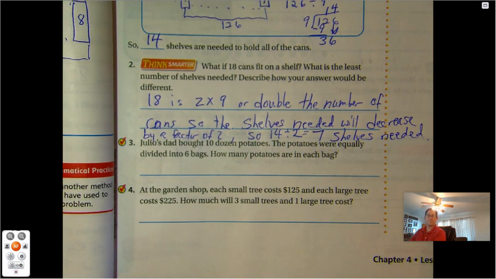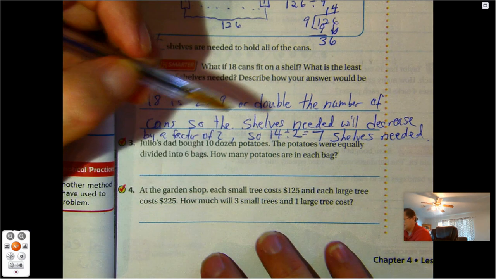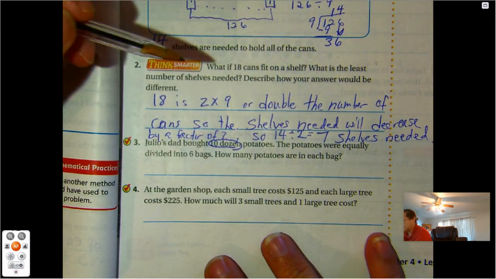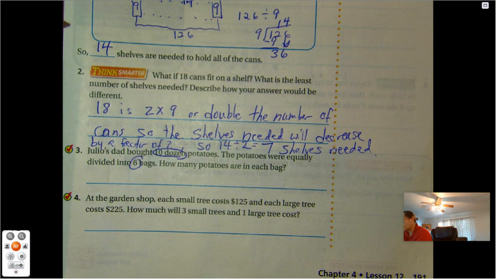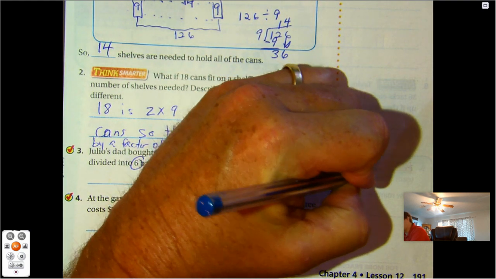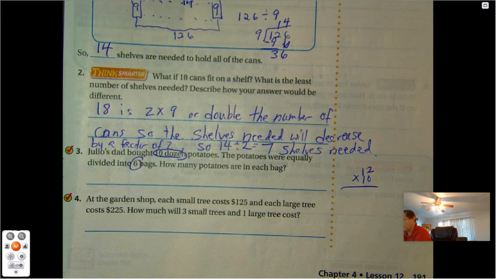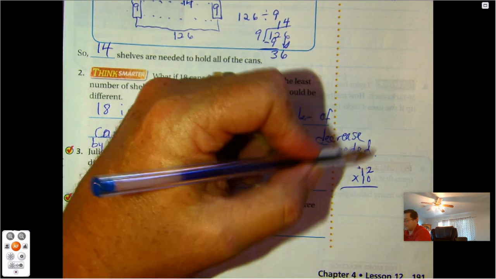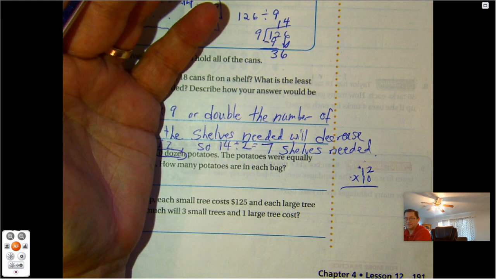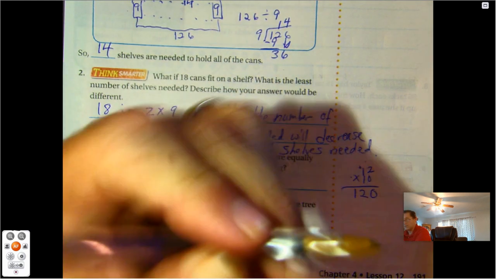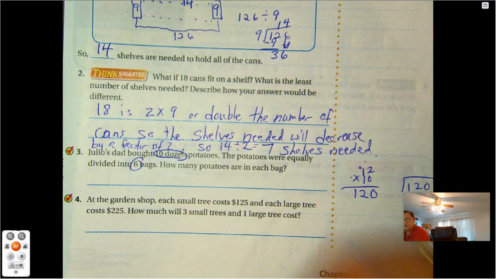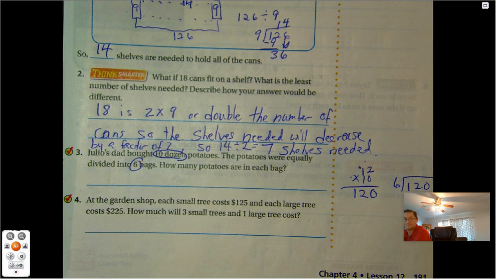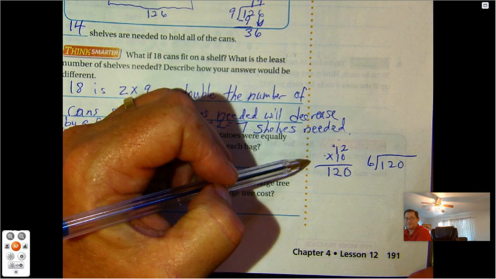Julio's dad bought 10 dozen potatoes. The potatoes were equally divided into 6 bags. So 10 dozen. Well, I know a dozen is 12. So he bought 10 packages of 12. So I know that I have basically 12 times 10. 12 times 1 is 12. So 120, because I have 12 tens. And I'm going to take those 120 potatoes and put them into bags of 6. All right, so that's a division problem. So step one, I multiply to find out how many potatoes. Now I'm going to divide to put them into bags.